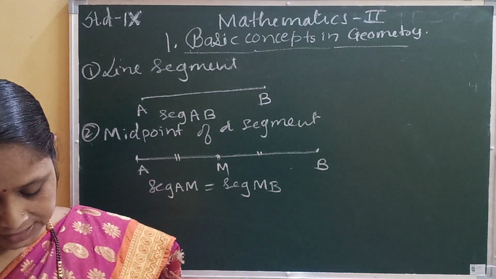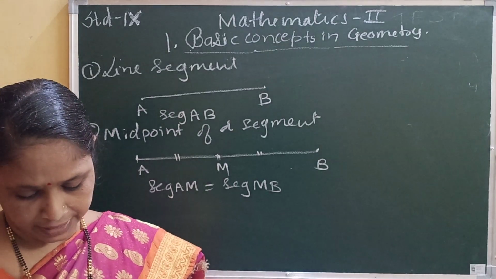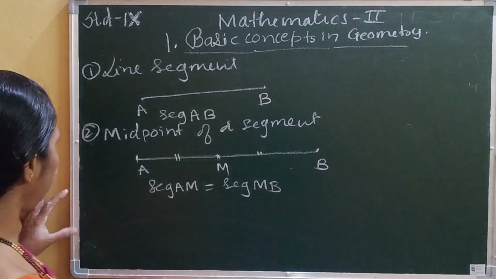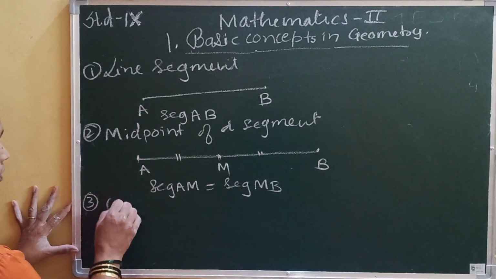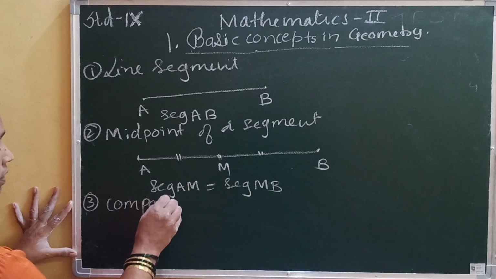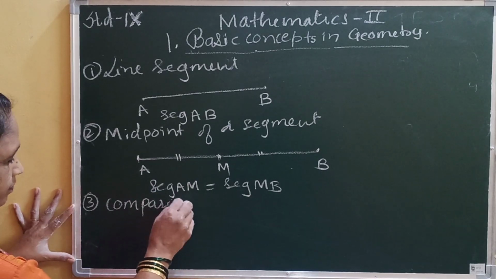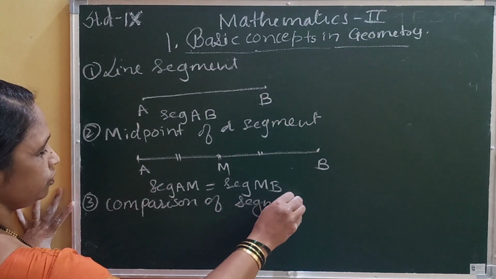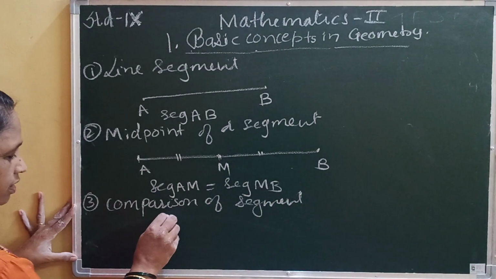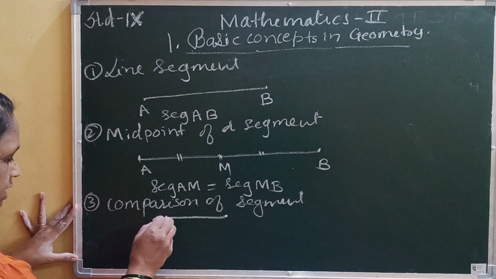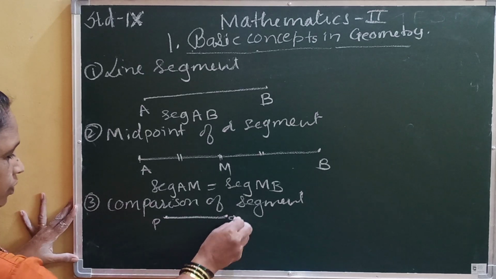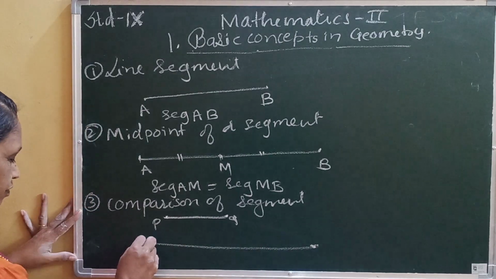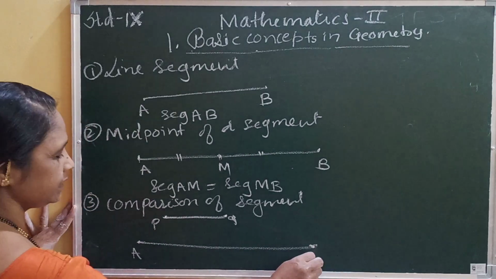Okay. Now next is the comparison of segments. Third concept is comparison of segments. How do we do it? Now see, I have drawn here a segment. Suppose this segment is PQ, and here another segment I have drawn. We'll call it AB.